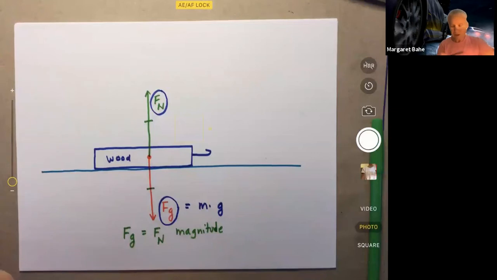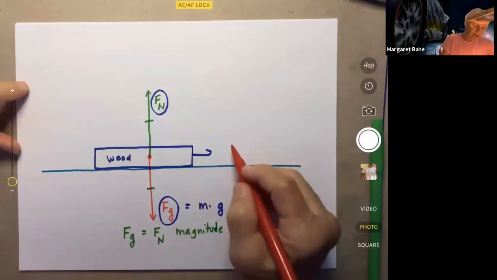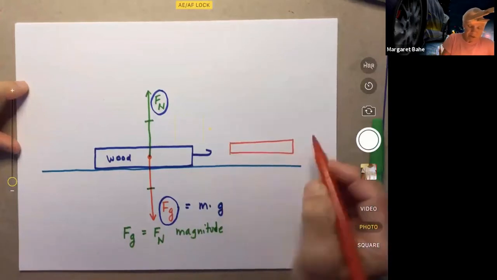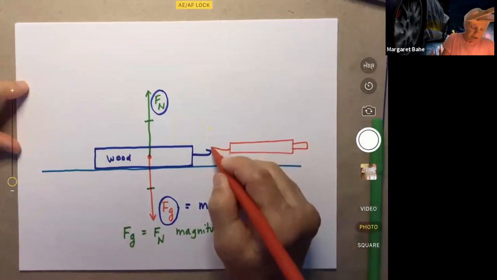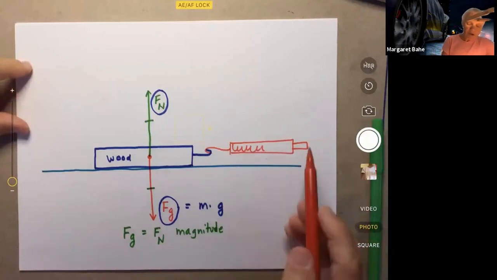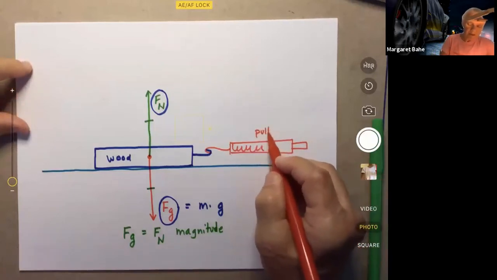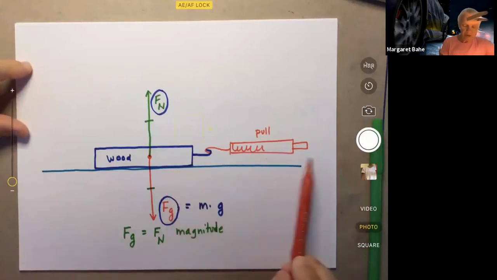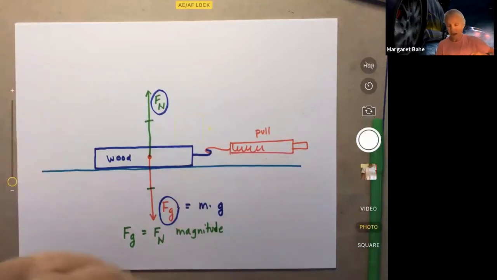But there are going to be some other forces that are acting on our piece of wood. So we're going to have our spring scale, and let's have this represent our spring scale. And here's the hook on our spring scale. And there it is. We're going to pull with our spring scale and try to get our wood to move across the table. So we're going to apply a force.